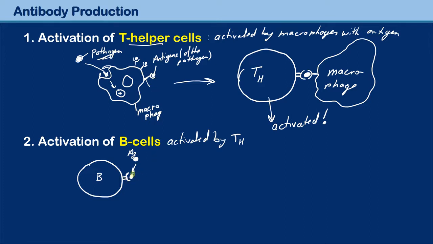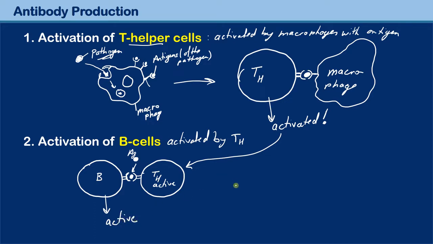And then the next thing is we're also activating the whole thing by the active T helper cell over here. That's the active T helper cell, Th active. That's the one over here. And that's a B cell, and now this activates the B cell. It becomes active. So from the beginning, we have a macrophage. The macrophage activated the T helper cell. The T helper cell activated the B cell.